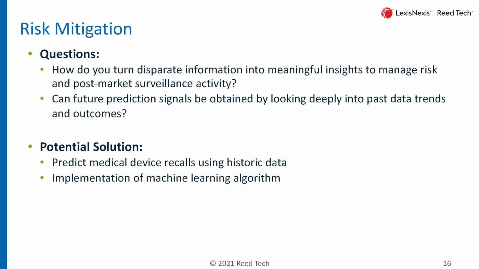So the question is, how can we mitigate this risk? How do we turn public data into meaningful insights to help with risk and post-market surveillance activity? And can future prediction signals be obtained by looking into past data trends? And we think the answer to both questions is yes, and it involves leveraging the data that we have with the help of a machine learning algorithm.